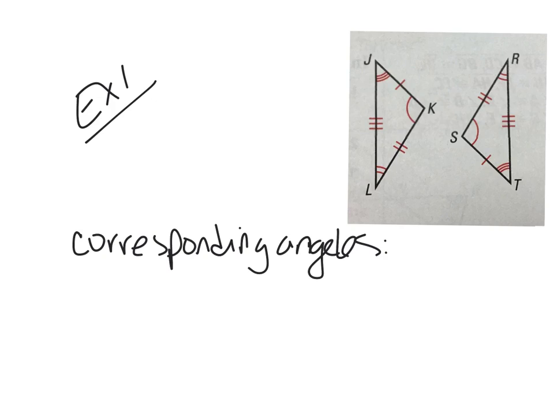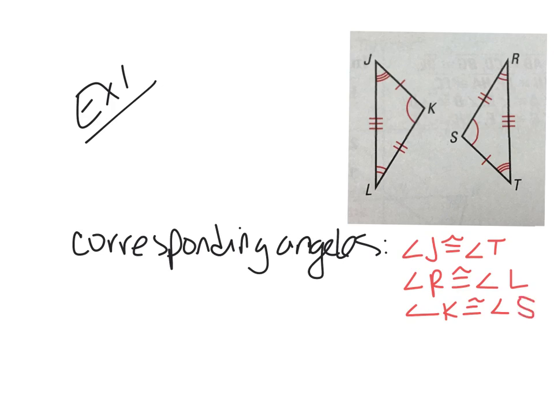What do you think? J and T. Angle J is congruent, so you do the little equals with the squiggly line to angle T, because they have the 3 lines. What's the next pair? R and L. Angle R is congruent to angle L. And the last one is K and S, right? Yeah.